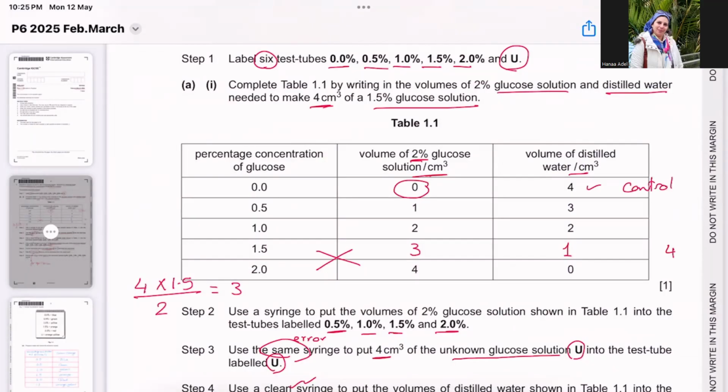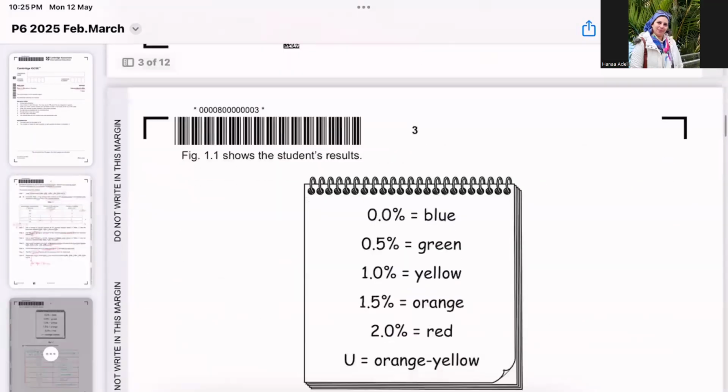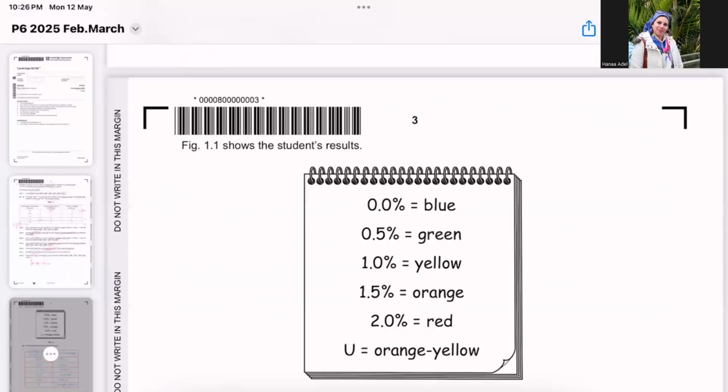Why? It is a control to compare the other results and also to know the effect of the different concentrations of glucose solution and its result. 0.5% gives us green and 1% yellow, orange 1.5, red 2. This gives us the gradation according to the concentration. This means that the least concentration is green and the highest concentration of glucose is red.